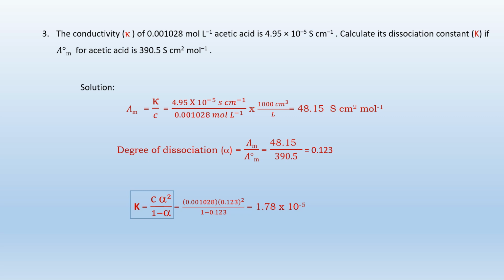They have given the conductivity for the particular concentration. Substitute the value, you will get the lambda m value for the acetic acid, and they have given the lambda naught m value. Substitute that one, you will get the alpha value, that is the degree of dissociation. Then substitute all the values, you will get the dissociation constant K.